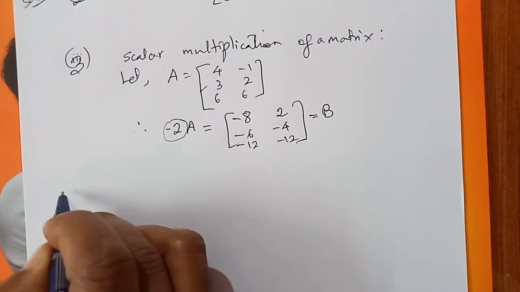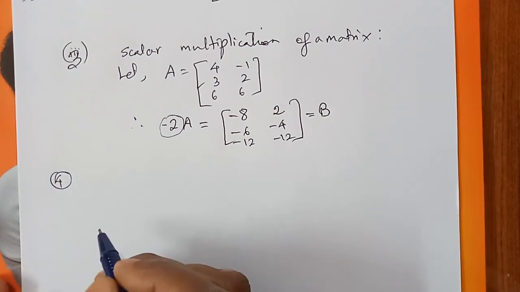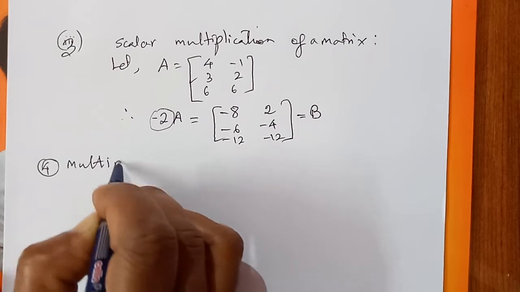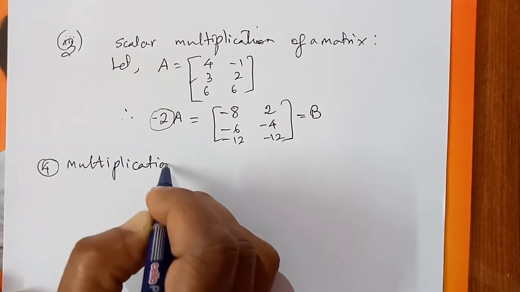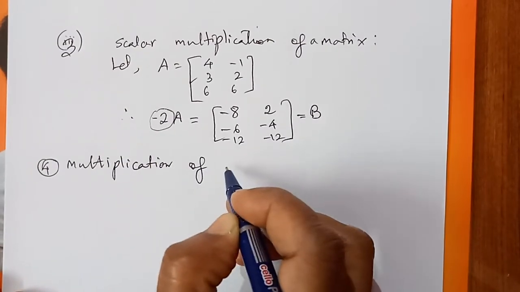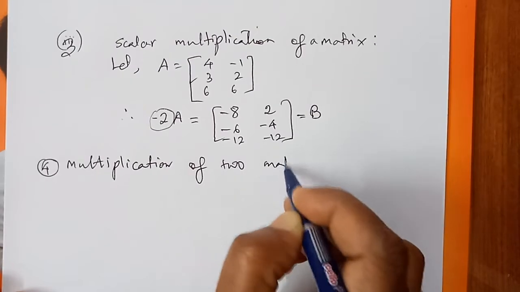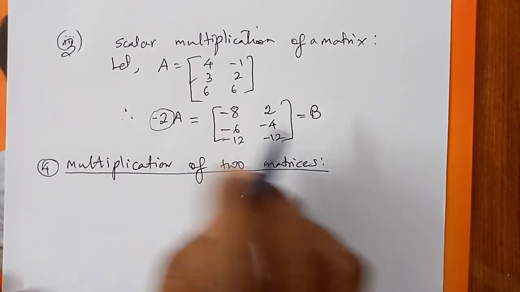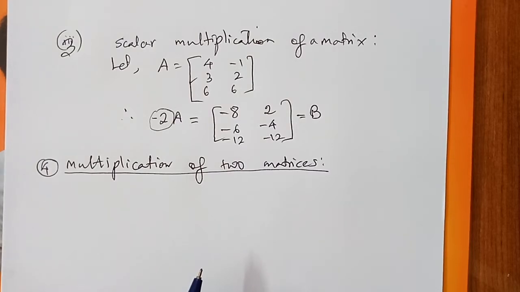Now number 4 is multiplication of matrices. So you have to try to understand this. Multiplication of matrices, you have to follow a different rule when you are multiplying two matrices. The first condition should be what?